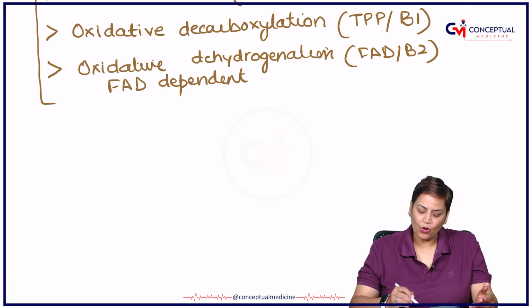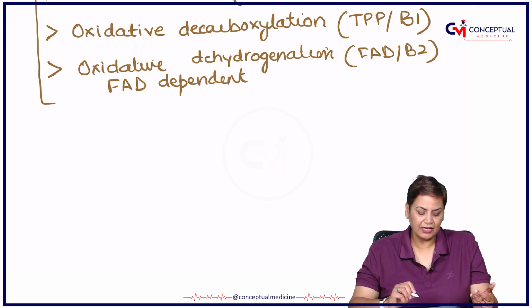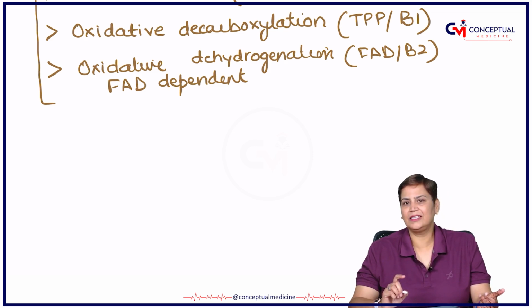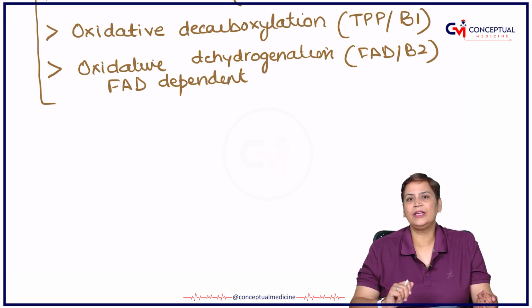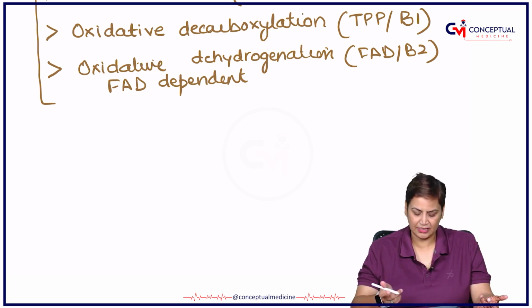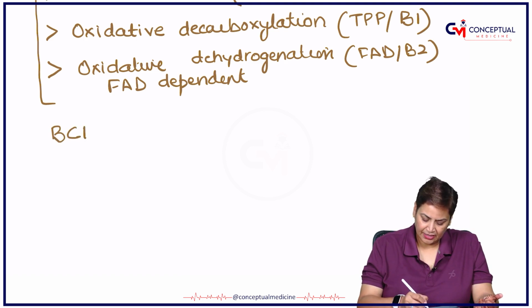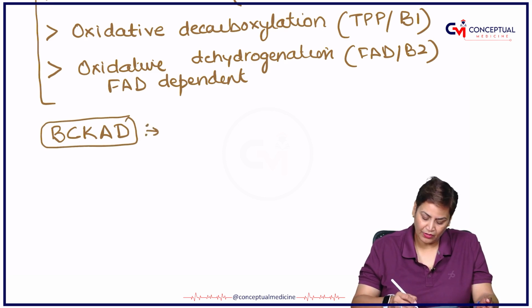Now, this oxidative decarboxylation, as I have mentioned in my previous videos also, always requires TPP as a coenzyme. And if we talk about the structure of this, it is again an example of a multi-enzyme complex, just like PDH. And we can call it also branched chain ketoacid decarboxylase or dehydrogenase, or commonly we can call it BCKD. So this BCKD is an example of a multi-enzyme complex.